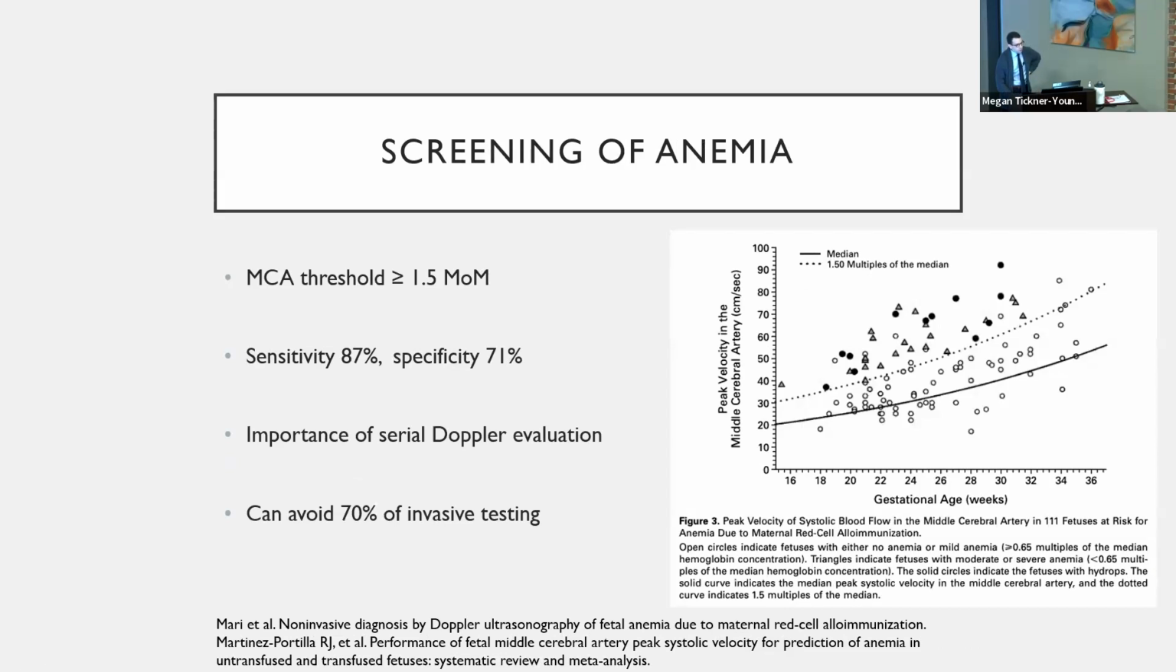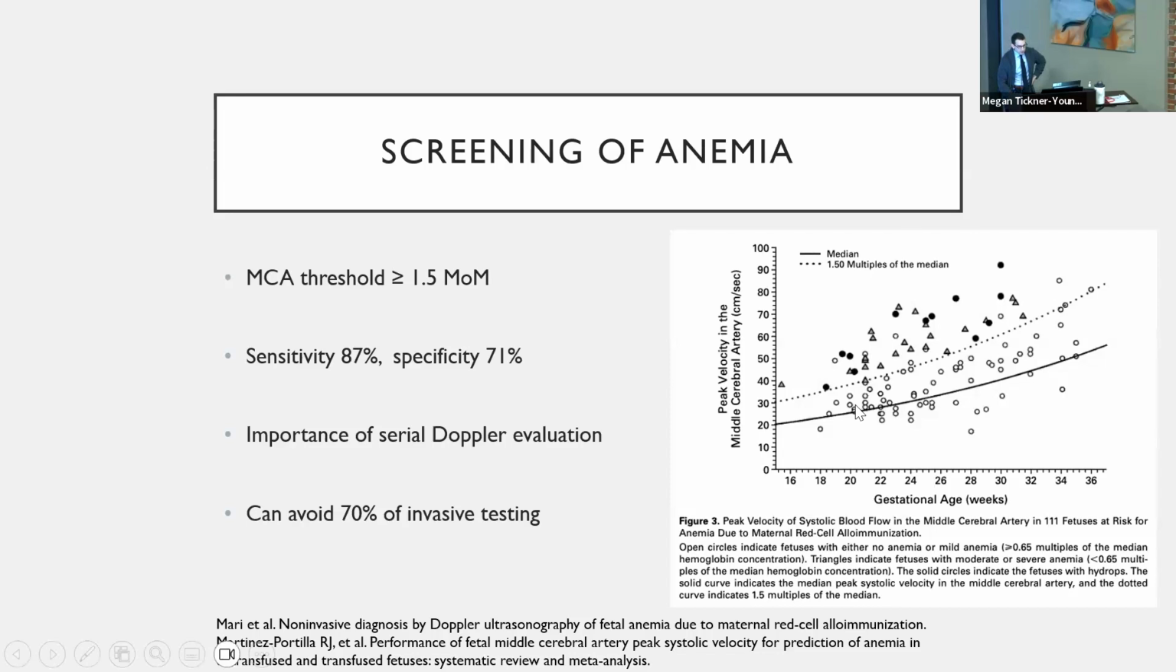So everybody knows the threshold value of 1.5 multiples of the median MCA peak systolic velocity at a given gestational age. Mari and colleagues showed that using an MCA PSV greater than 1.5 multiples of the median predicted moderate to severe anemia with a sensitivity of 100%. And then follow-up meta-analysis of studies using the MoM greater than or equal to 1.5 has a sensitivity of about 87%, which gave moderate accuracy. Using this, more than 70% of invasive tests could be avoided.